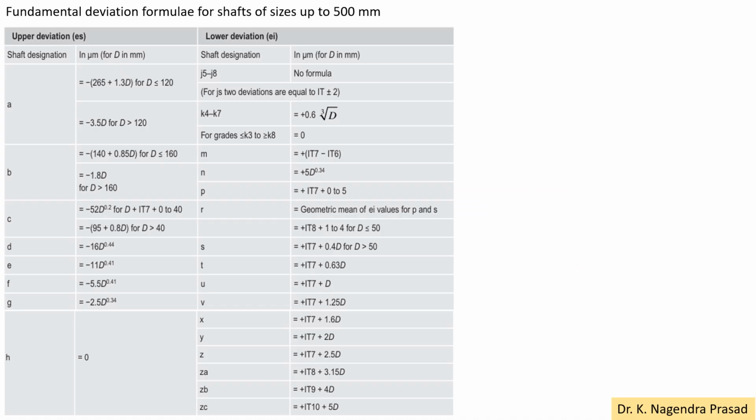Next we look at the fundamental deviation formulas for the shaft, for sizes up to 500 mm. In this table you have to observe these are all the formulas to determine the fundamental deviation for the various shafts. Here you should at least remember the shafts d, e, f and g. These are the formulas we should remember.